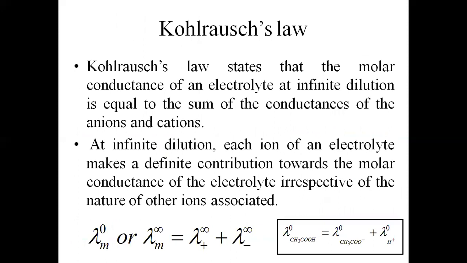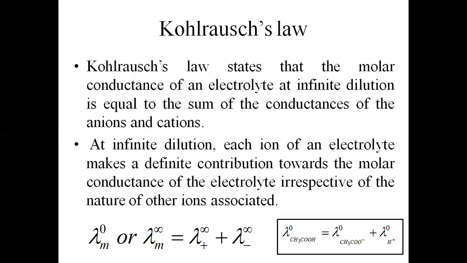Kohlrausch's law states that the molar conductance of an electrolyte at infinite dilution is equal to the sum of conductance of all the ions, anions and cations, present in the solution. Or, at infinite dilution, each ion of an electrolyte makes a definite contribution towards the molar conductance of the electrolyte, irrespective of the nature of ions associated.